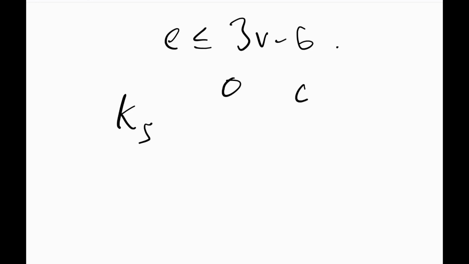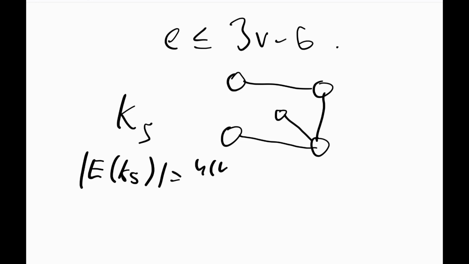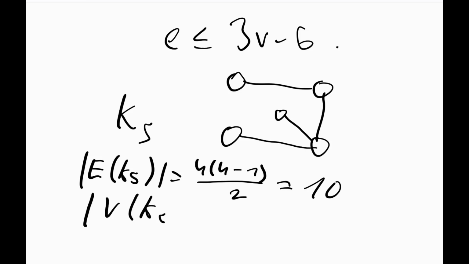We can try to draw it and see the maximum number of edges we can draw in it, or we can just directly apply the formula, knowing its number of vertices and edges. So K5, well, first of all, the number of edges in K5 would be n times n minus 1 over 2, where n is the number of vertices, which would be 10. And the number of vertices in K5, well, it's inside the name, it's 5.